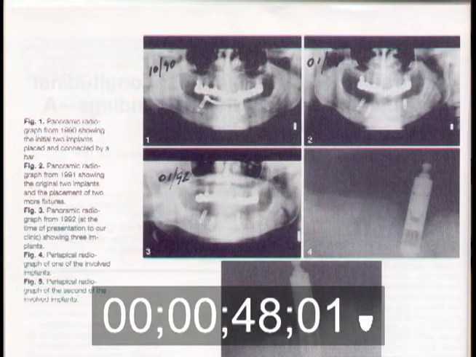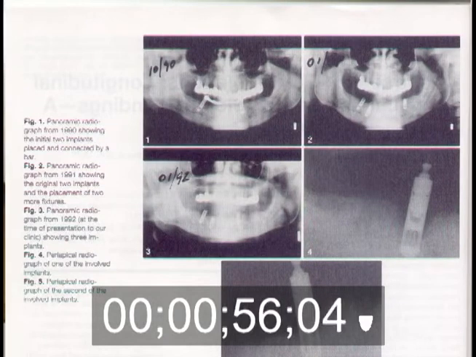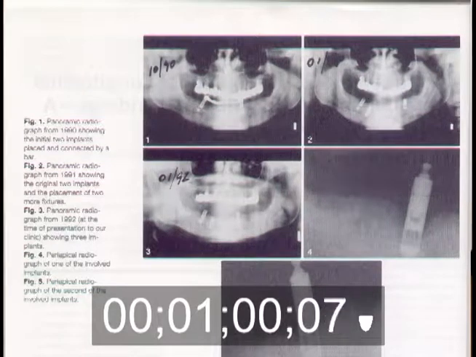All right? Next. And these are some failing implants, and you can see that some of them are a result of overloading of the implant. I think this is too wide apart, all right? And then when implants are too close apart, there's a problem. Next.